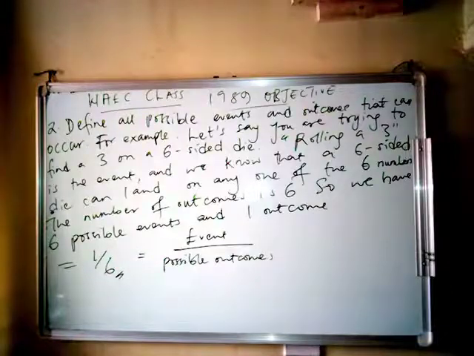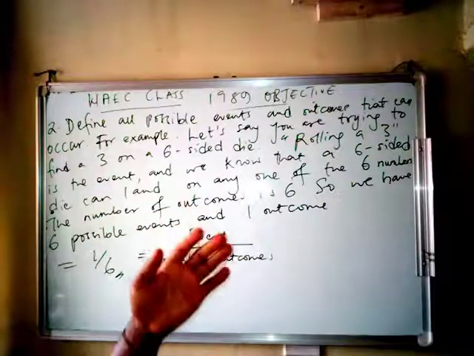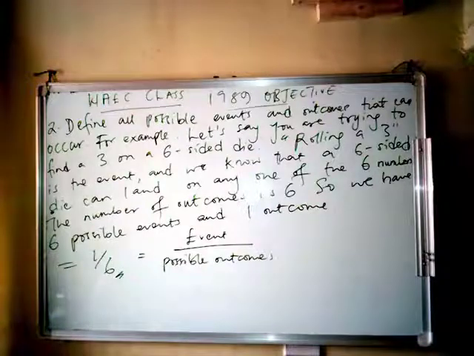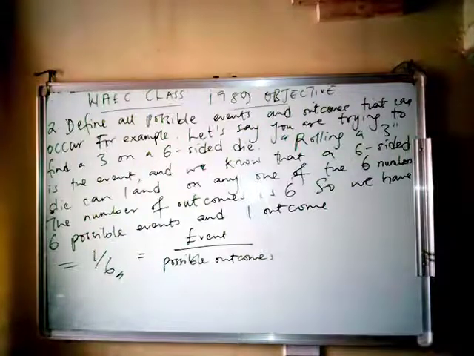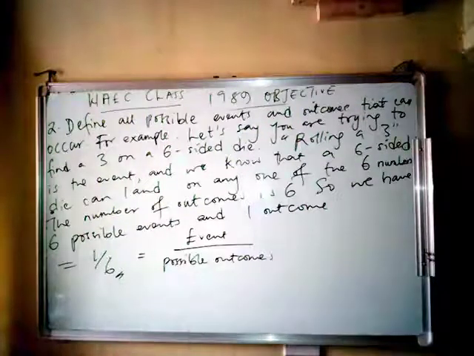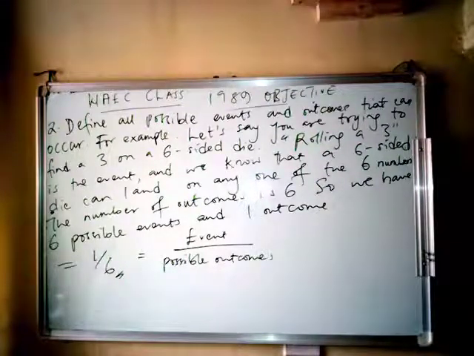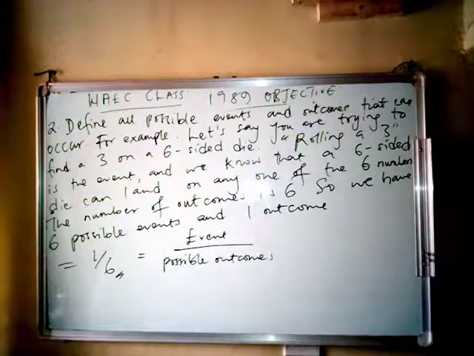So in that case, if you are desiring 3, according to what you have on the board, 3 is the event. And we know that a 6-sided die can land on any of the 6 numbers. So the number of outcomes are how many now? Just 6. So we have 6 possible outcomes and 1 event. So having said that, we're having 1/6, which is the event over the possible outcomes. So this is the second way of solving probability. Now let's look at the third way.